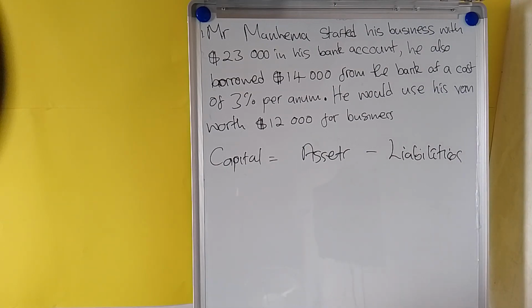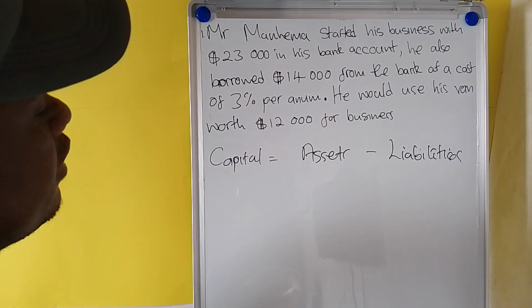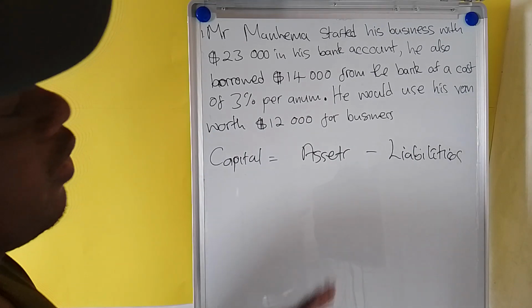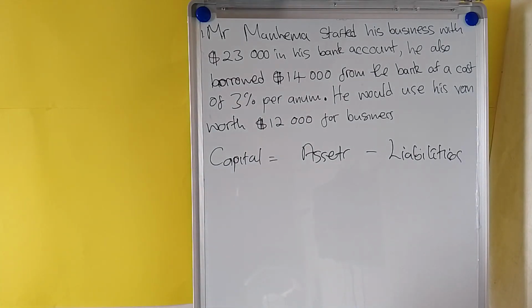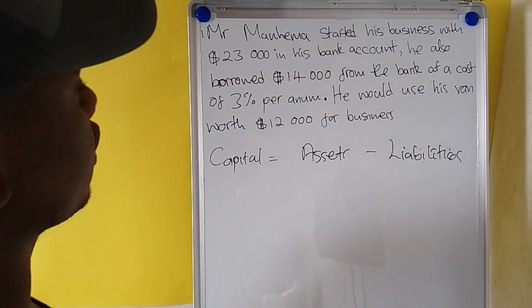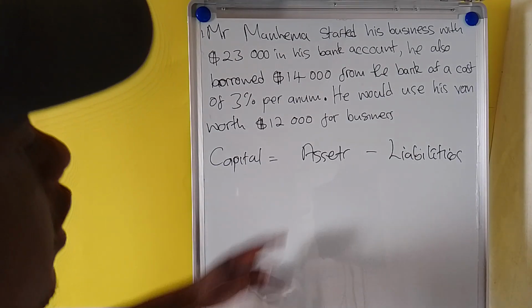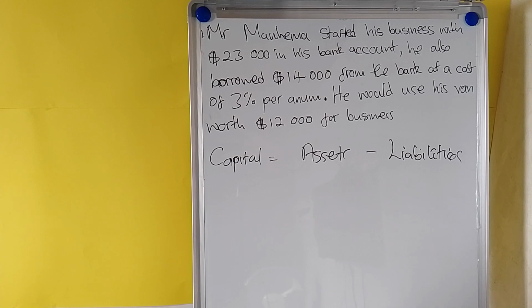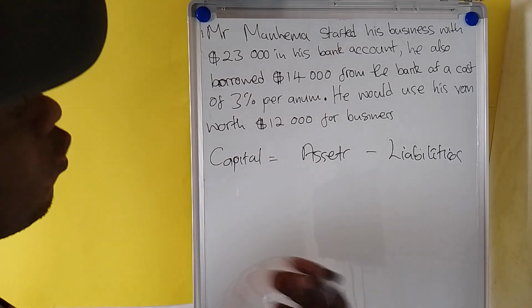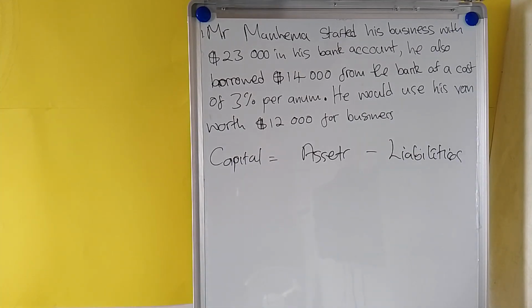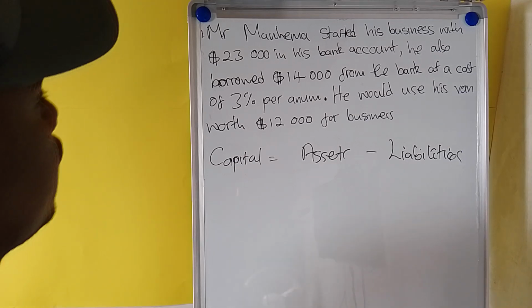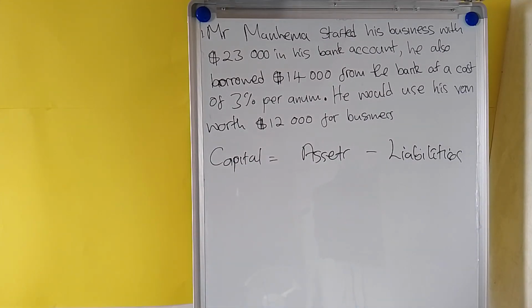Now let's try to identify which are capital elements, which are assets, and which are liabilities. We said capital is what the business started with. Assets are what the business owns, and liabilities are what the business owes to other businesses or to other entities or people. Whichever the case, let's look at capital elements.